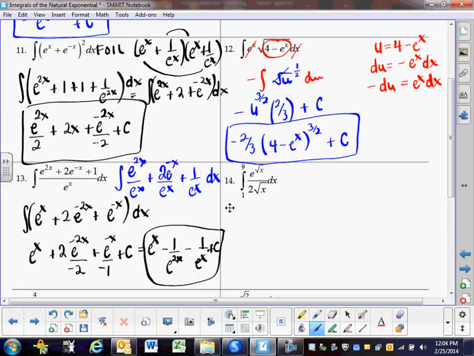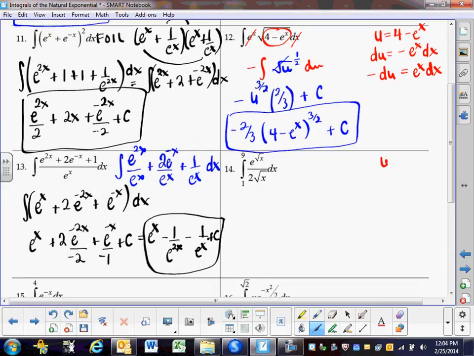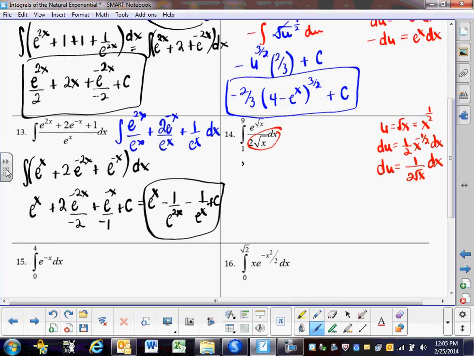Okay, number 14 is not simple e. It has to be u subbed because what we have multiplied by e, so e is not alone. So that means that my u is the square root of x, or x to the 1/2. So du is 1/2 x to the negative 1/2 dx. That means we have a perfect substitution. I have 1 over 2 root x dx. So I have a perfect du.